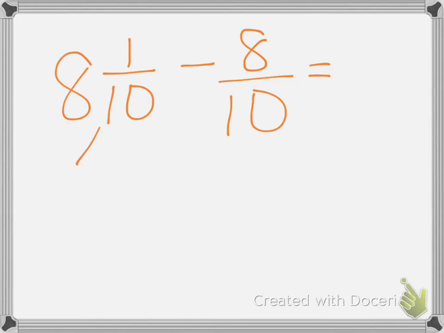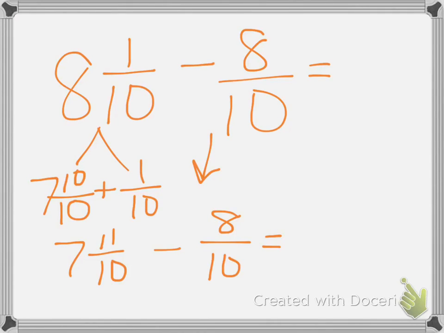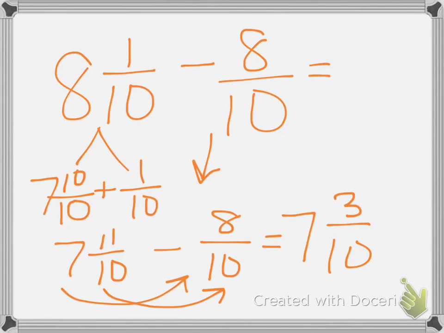So we're going to go ahead and rename our first fraction here to 7 10/10. Turn 8 into 7 10/10, and then we have that 1/10 left. If we add those, we're going to get 7 11/10. Then we can go ahead and minus our 8/10. Remember, that's just coming right down from here. Okay, 7 wholes, take away 0 wholes. It's still 7 wholes. And then 11/10, take away 8/10 will give us 3/10. So the answer is 7 3/10.